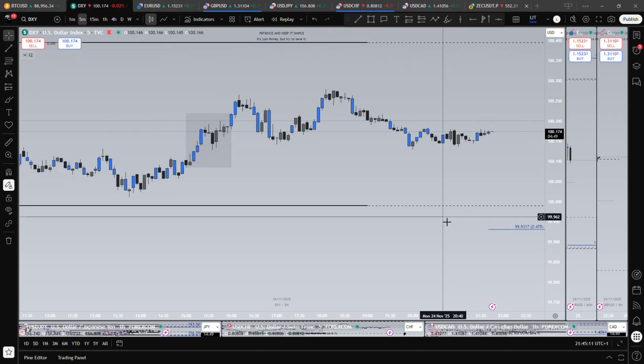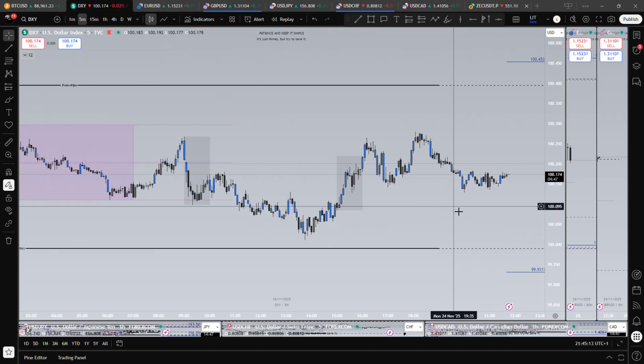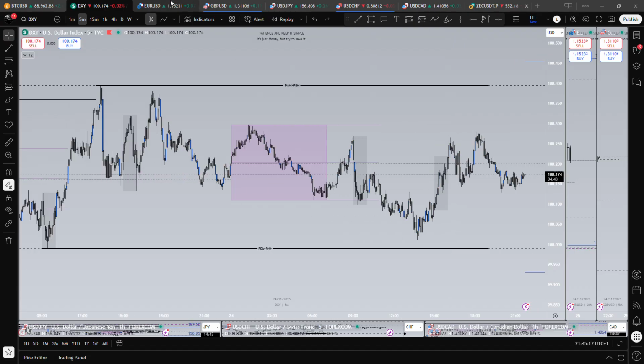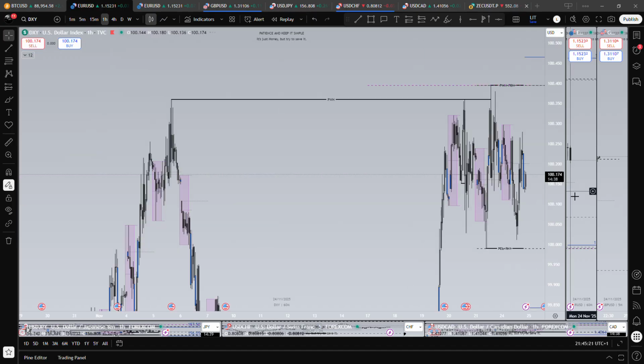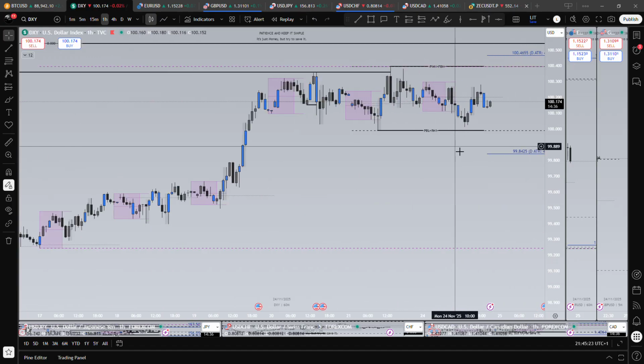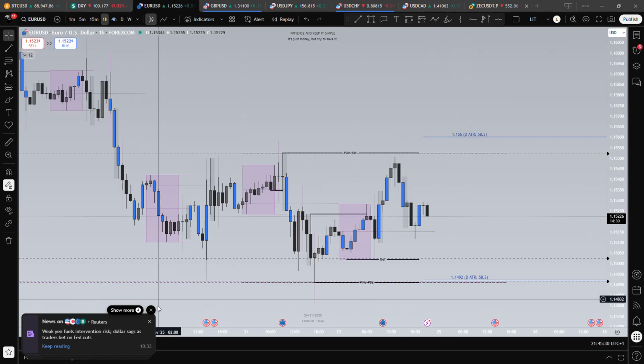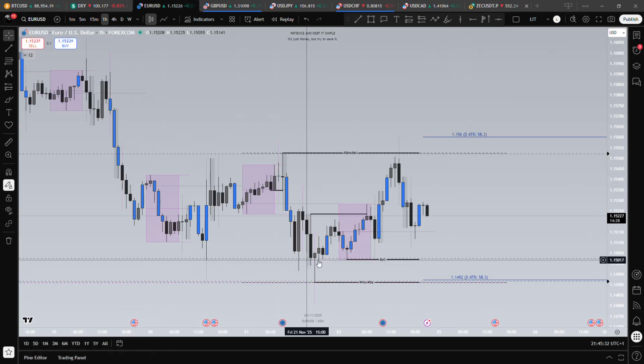So after that, we could look for a reversal maybe on the DXY, but yeah. So we had no real clarity here on the DXY to look for trades. So let's start with Euro USD.